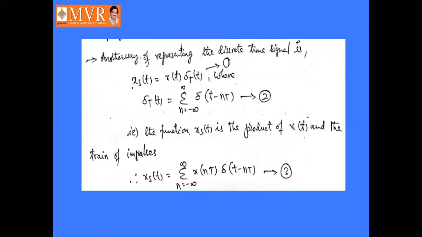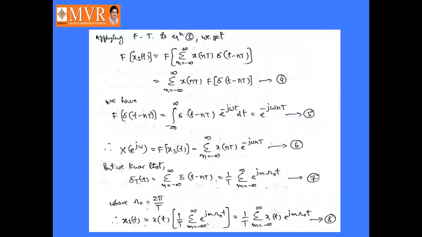Another way of representing the discrete time signal is xs of t equal to x of t multiplied by delta T of t, where delta T of t is nothing but the sum over n equal to minus infinity to infinity of delta of t minus nT. That is equation number 2. The function xs of t is the product of x of t and the train of impulses. Therefore xs of t is equal to the sum over n from minus infinity to infinity of x of nT into delta of t minus nT. That is considered as equation number 3.